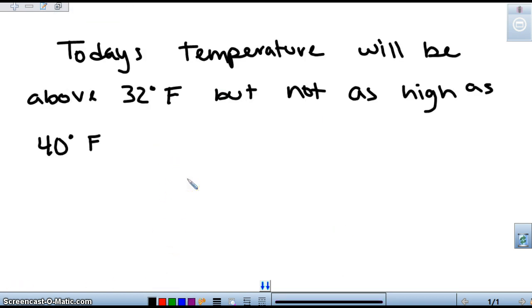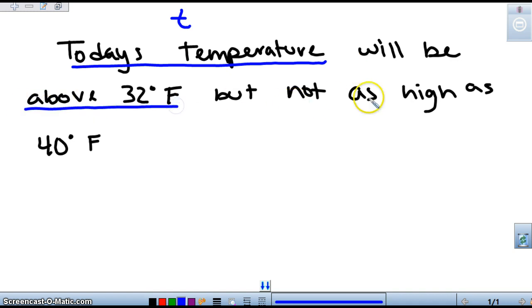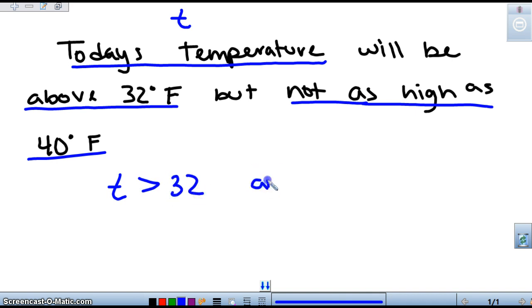Write a compound inequality to represent this situation: today's temperature will be above 32 degrees but not as high as 40 degrees. Not as high as 40 degrees means the temperature will be greater than 32 and the temperature will be less than 40 degrees Fahrenheit.